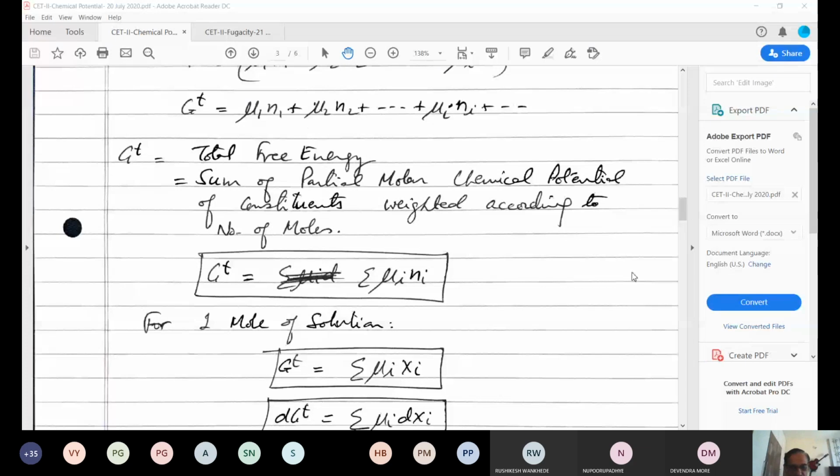Okay, so now moving forward, chemical potential is partial molar Gibbs free energy. Just like partial molar volume, chemical potential is nothing but partial molar Gibbs free energy. What does it mean? If I have a solution of ethanol in water and I add 1 mole of ethanol to that solution, what is the contribution of that 1 mole of ethanol to the Gibbs free energy of the solution? Just like partial molar volume is the contribution to the volume of the solution, partial molar Gibbs free energy is the contribution to the Gibbs free energy of the solution.